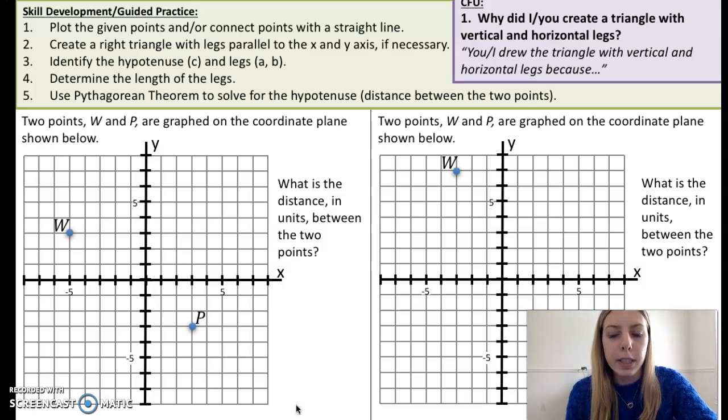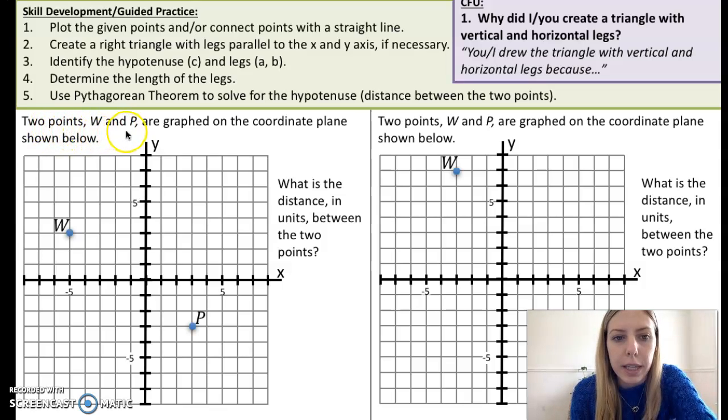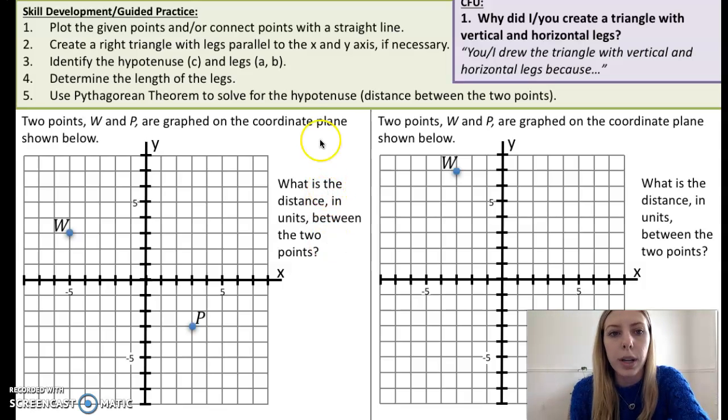So, the first thing that I want to start with this lesson is reading the directions for our first problem for my side. So, we're going to work on the problem on the left first, and it says 2 points, W and P, are graphed on the coordinate plane shown below. What is the distance in units between the 2 points? Okay, remember, when I have these types of questions in a lesson, I'm going to look at these guiding steps to help me solve this problem.